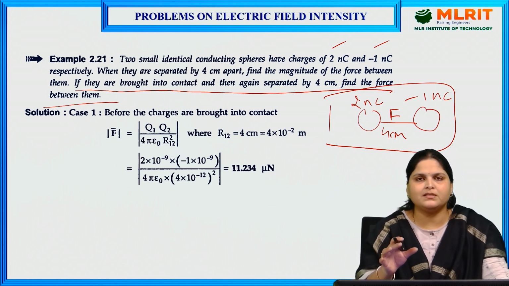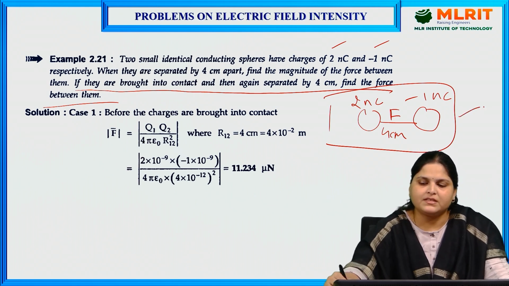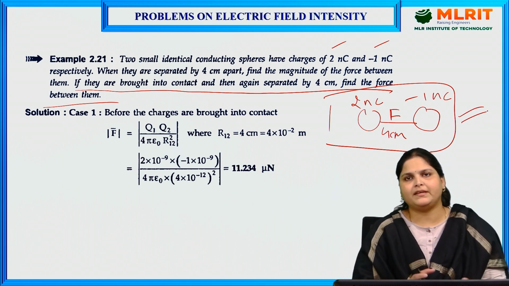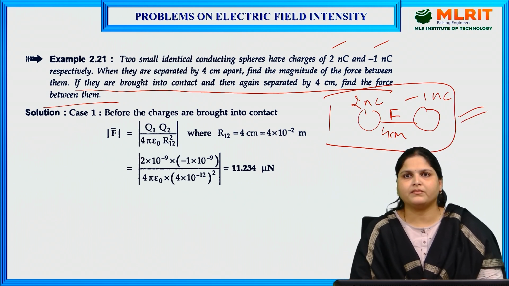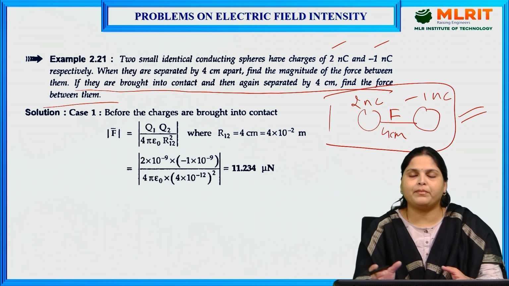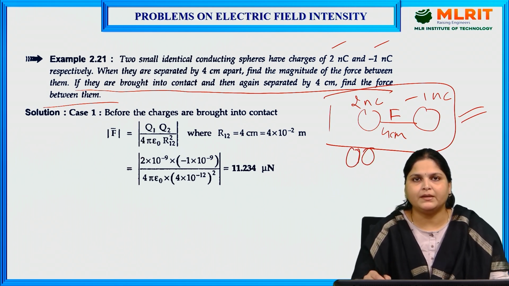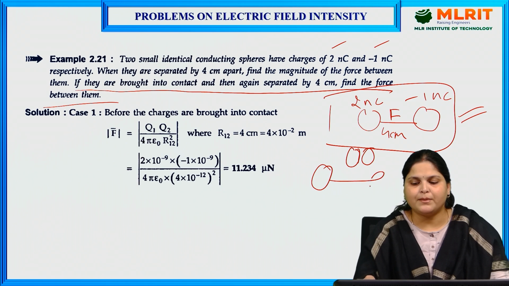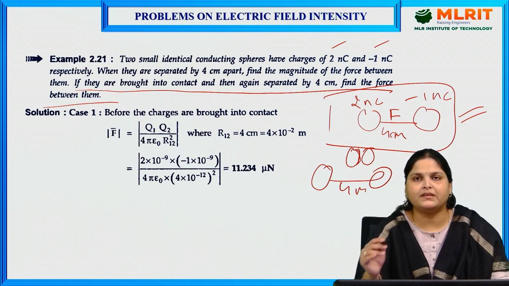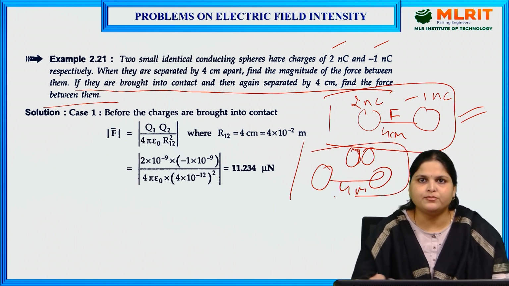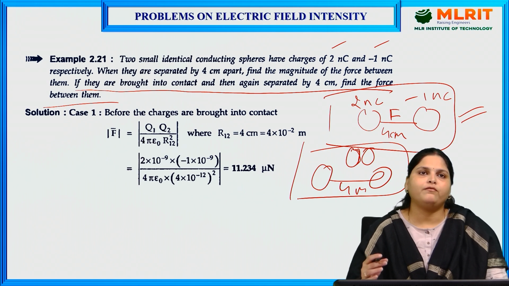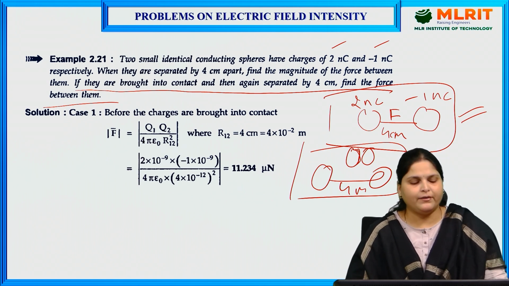That means in simple language we can say this is the first arrangement when they are separated at 4 centimeter. Now second case is we are bringing these two charges together having no distance between them and then again separating it at 4 centimeter. So in such arrangement, what will be the force acting between them, that we have to find out.